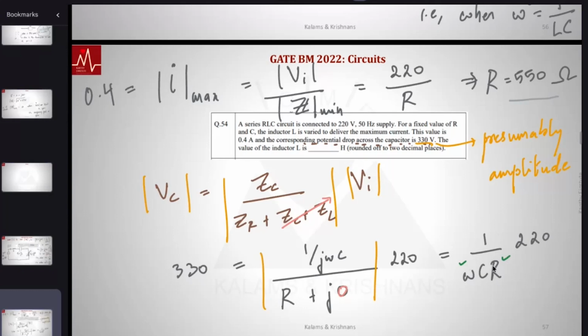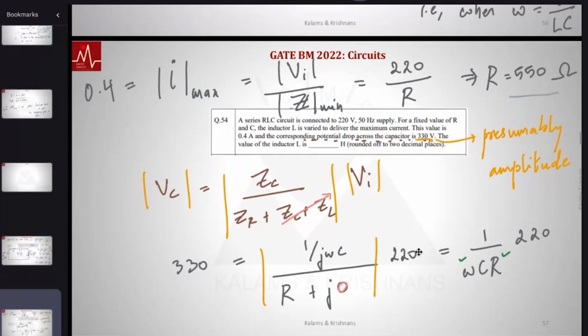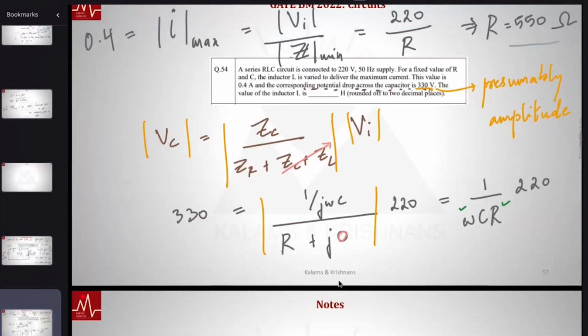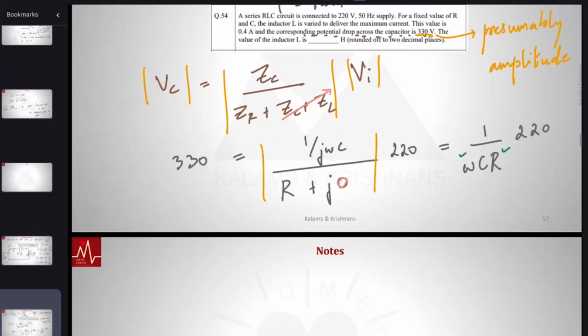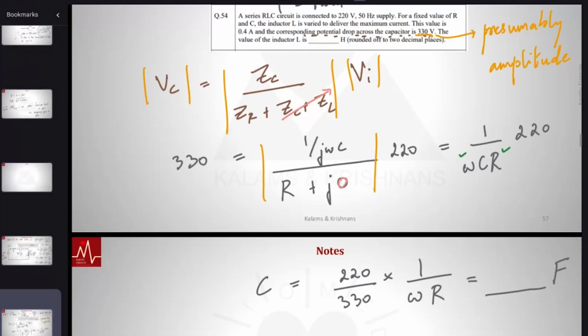Can we find C? If we find C, then we can plug in and find L here. Okay, here there is a trap. So let's just find C, and then I'll tell you where the trap is. C is 220 by 330 into 1 by omega R, and you should technically get this in farads. So I'm asking you to do the calculation because there is a trap.